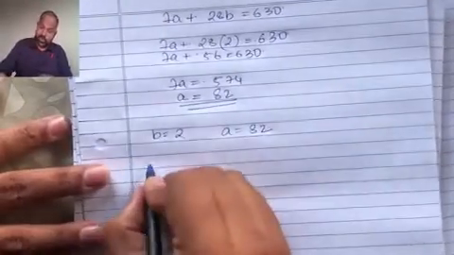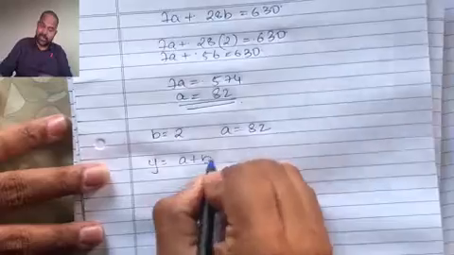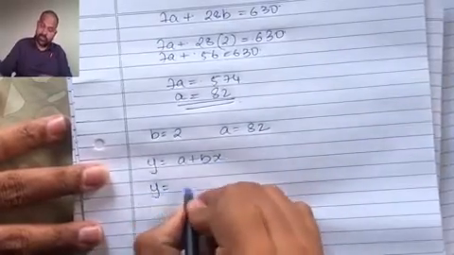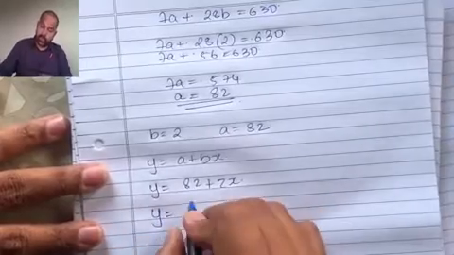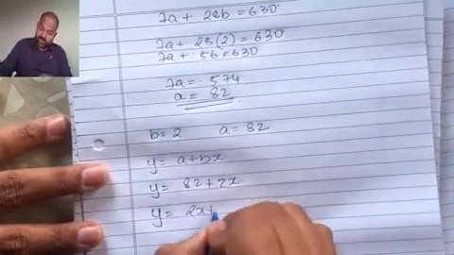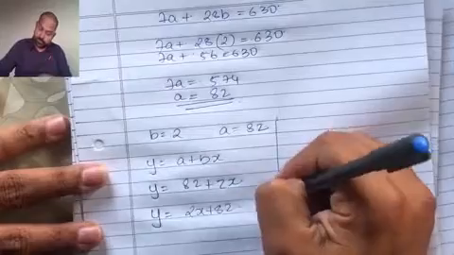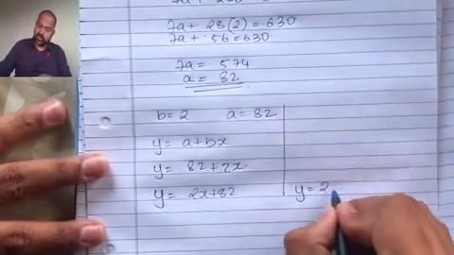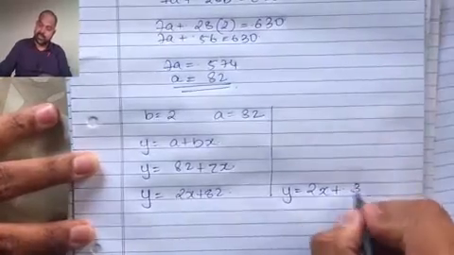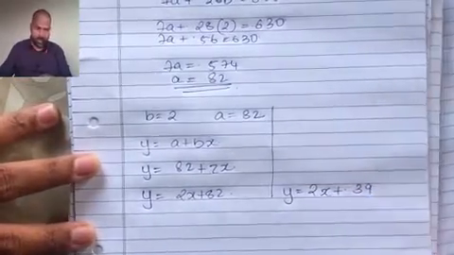So my equation y is equal to a plus bx now becomes y is equal to 82 plus 2x, or y is equal to 2x plus 82. What was my previous equation? My previous equation is y is equal to 2x plus 3918, if I'm right.